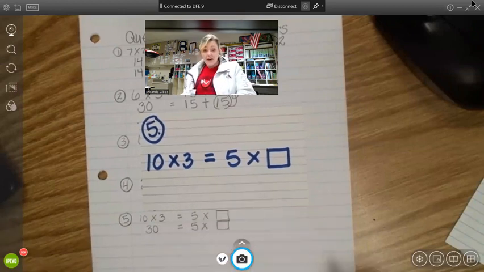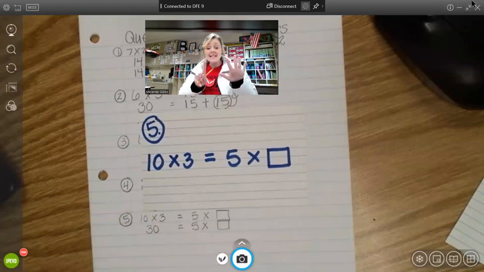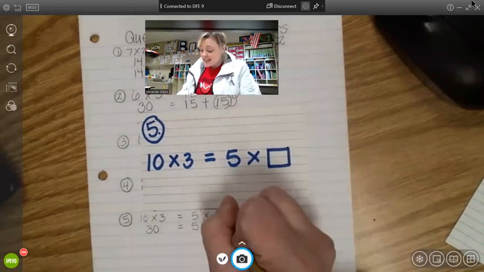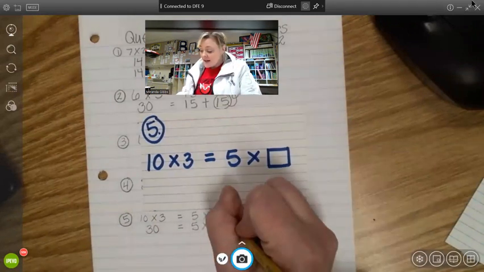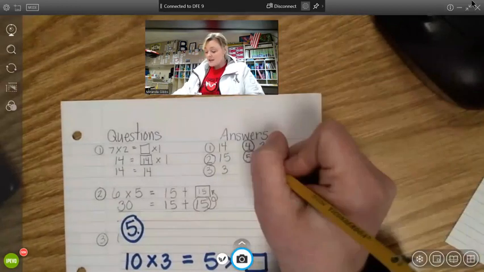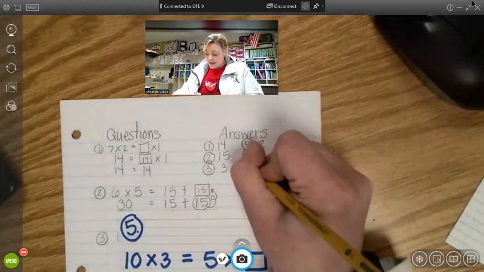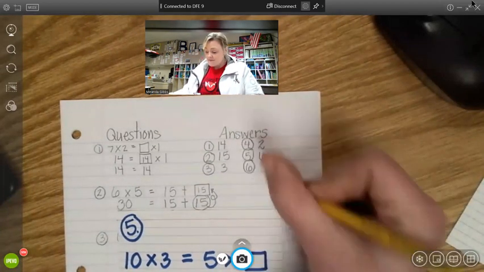So I'm going to skip count by 5s. 5, 10, 15, 20, 25, 30. So 5 times 6 is equal to 30. So I'm going to put down a 6. And if I go back up to my problem at the tip top, my answer is 6. I'll go ahead and put a 6 right here, circle it.